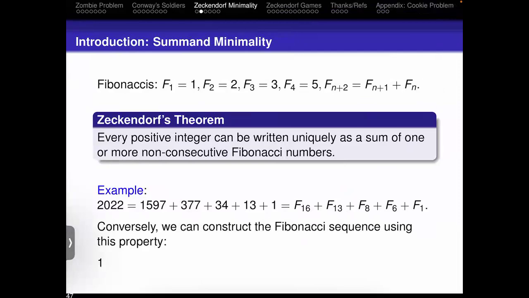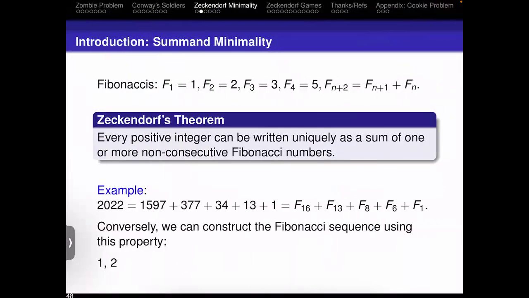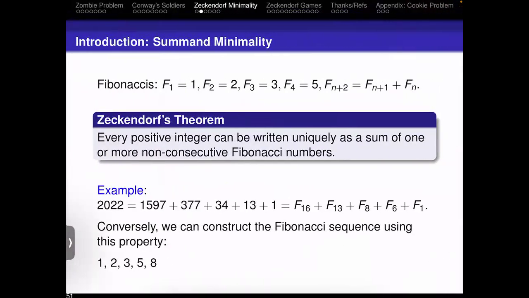So if I start off with the number 1, I can't form 2, so I have to add 2. I can't form 3 using non-consecutive elements, so I have to add 3. I can form 4 as 1 plus 3. I can't form 5, so I have to add 5. 6 is 5 plus 1. I can do 7, 5 plus 2. I can't do 8, so I have to add 8. It turns out that this is equivalent. So there's this nice interplay between decompositions and recurrence relations. You're used to decomposing things in base 10, but you can actually work in Fibonacci bases.